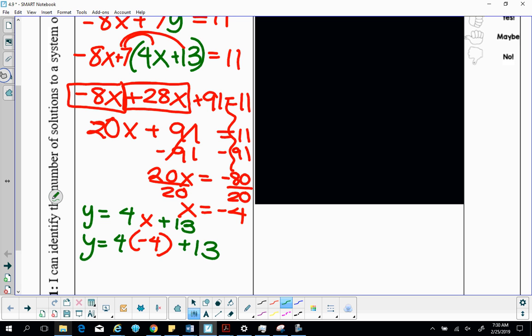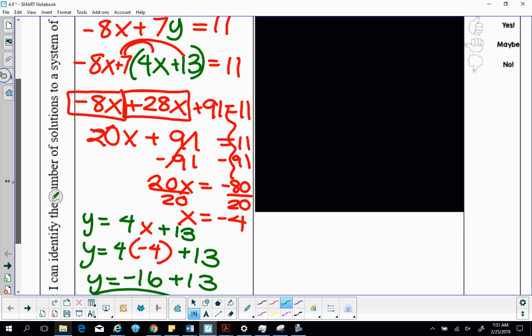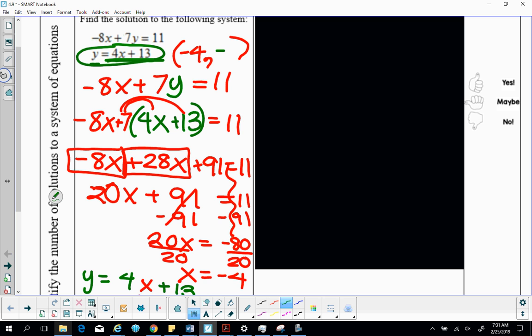And then you solve. So you get 4 times negative 4 is negative 16, plus 13, what do you end up getting? What's negative 16 plus 13? Negative 3. Beautiful. So my solution would be negative 4, negative 3.